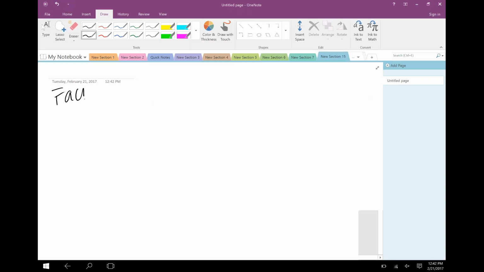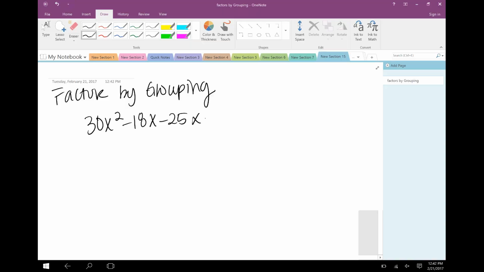Factor, this says to factor by grouping, and it is 30x squared minus 18x minus 25x plus 15. So you actually could factor not by grouping because you can combine like terms in here, but we're going to use grouping because that's what it asks for, and we can get practice doing that. So always first check for a greatest common factor between all these terms. There is no GCF here, so we're going to go straight to factoring by grouping.